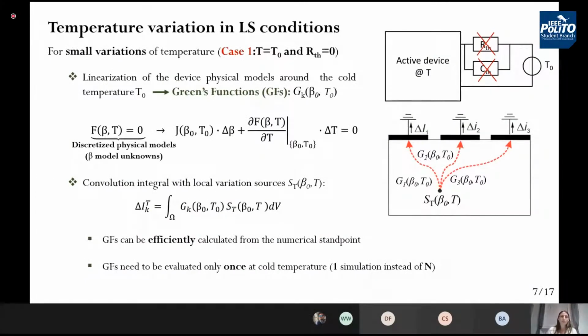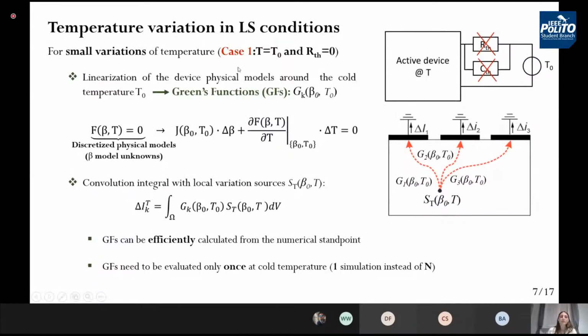I present the Green's function approach starting from the temperature-dependent analysis in large signal conditions. So in this case, we don't have a thermal resistance, and the device temperature is a parameter that can be varied with T0. In particular, we consider small variations of temperature in order to have a linear perturbation of the device nominal working point that is, in this case, periodically time varying.